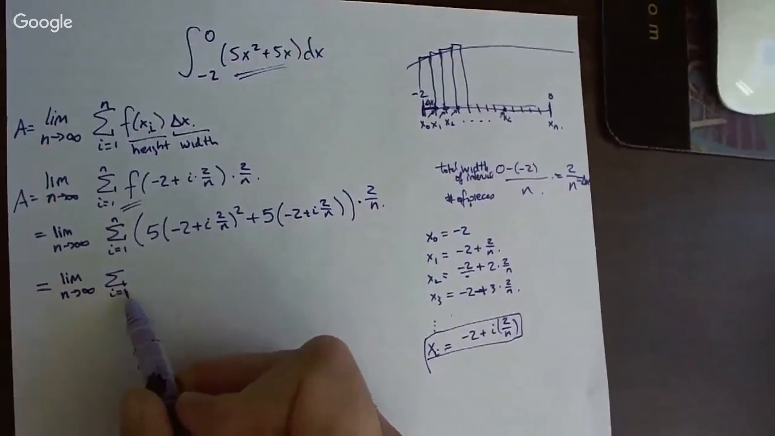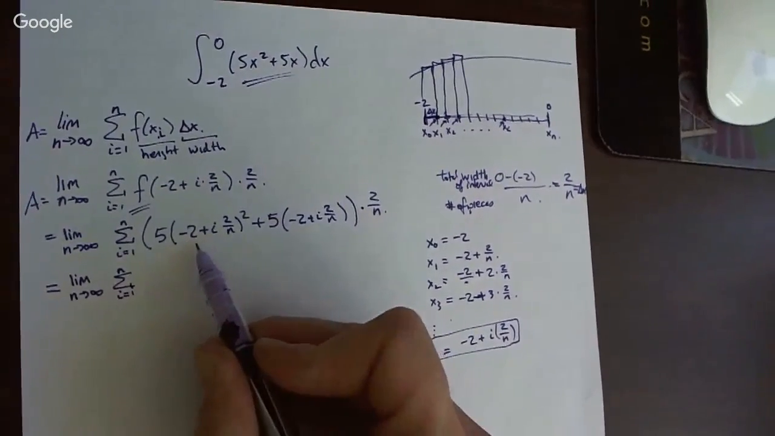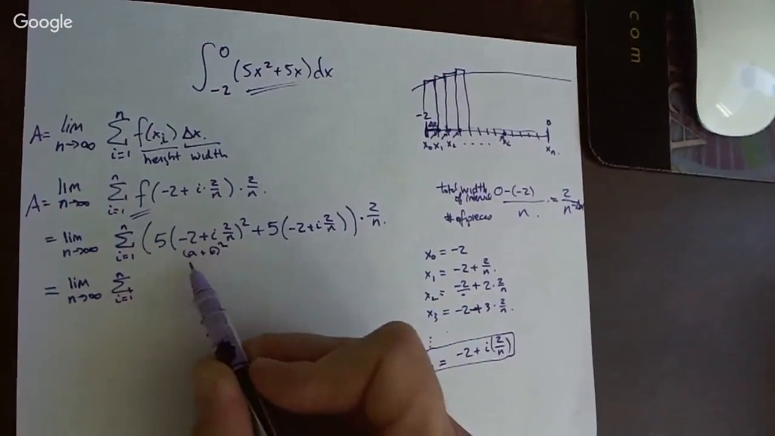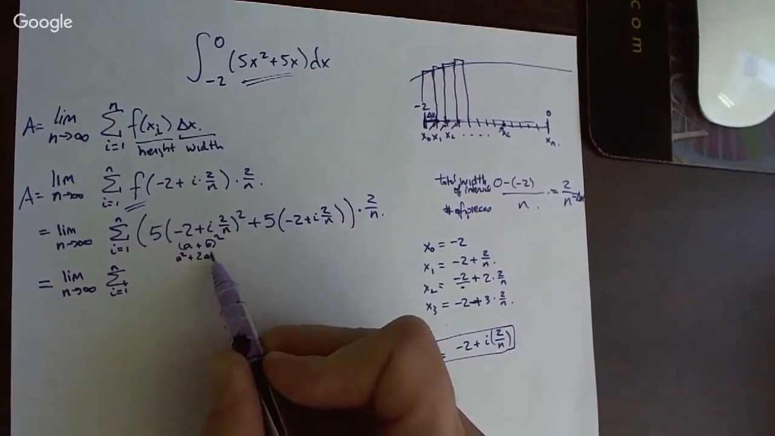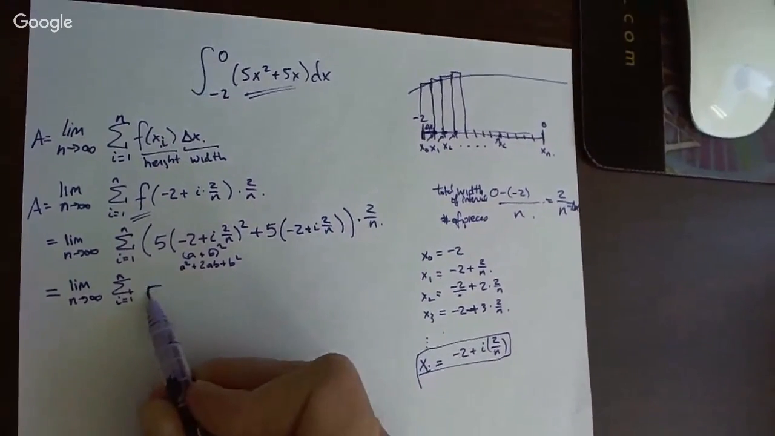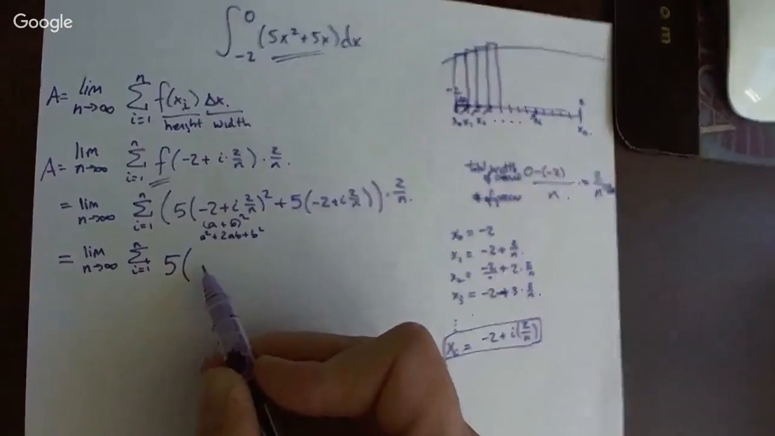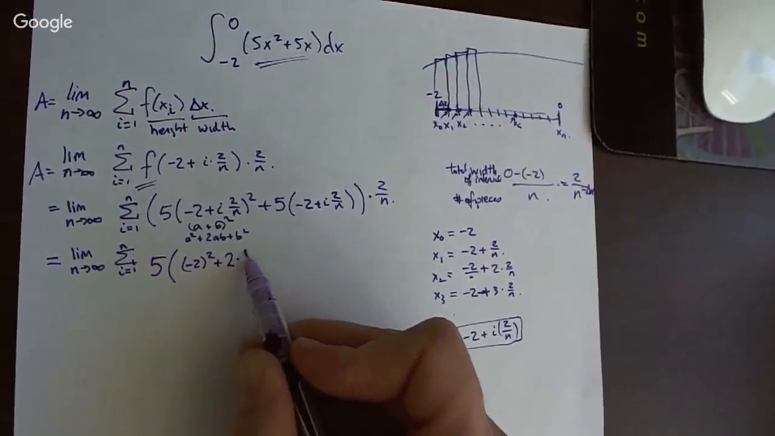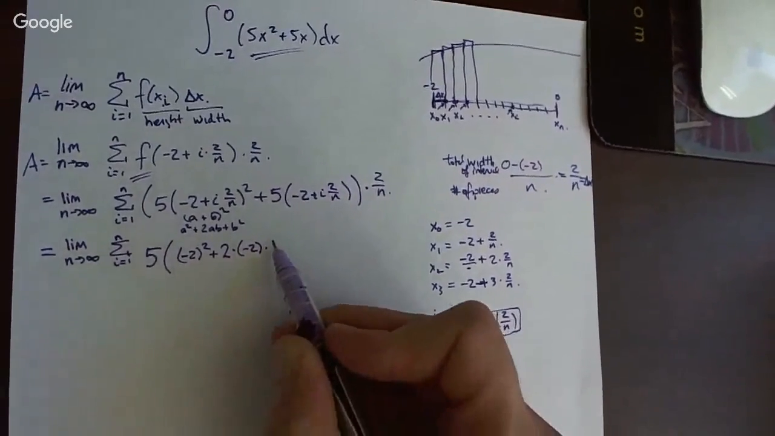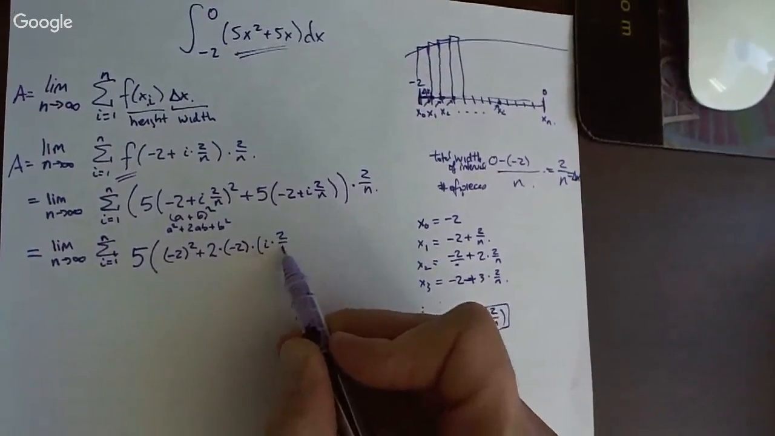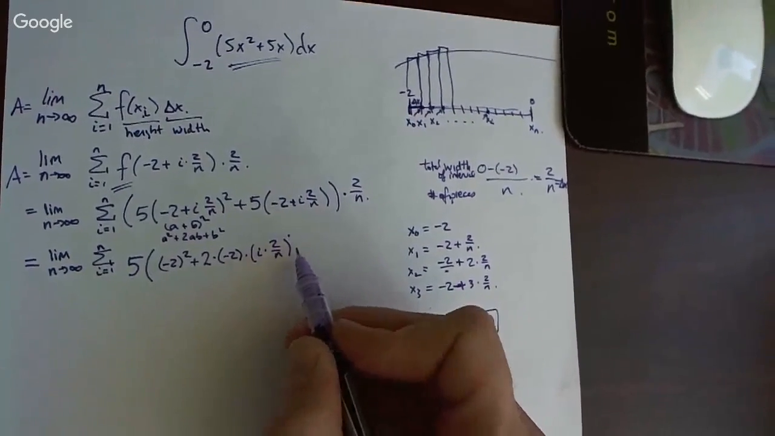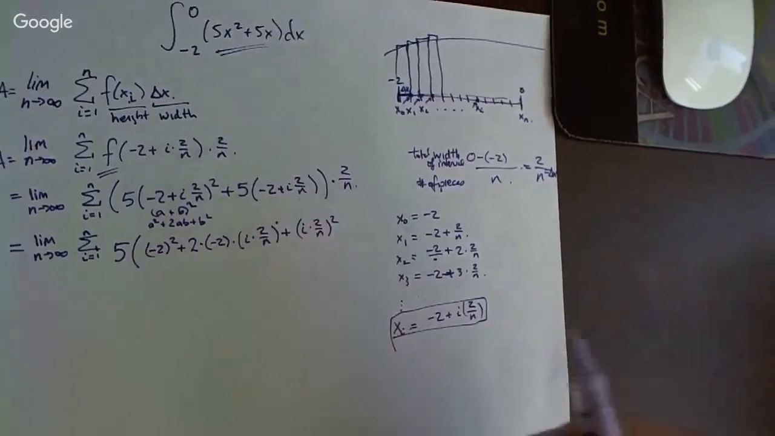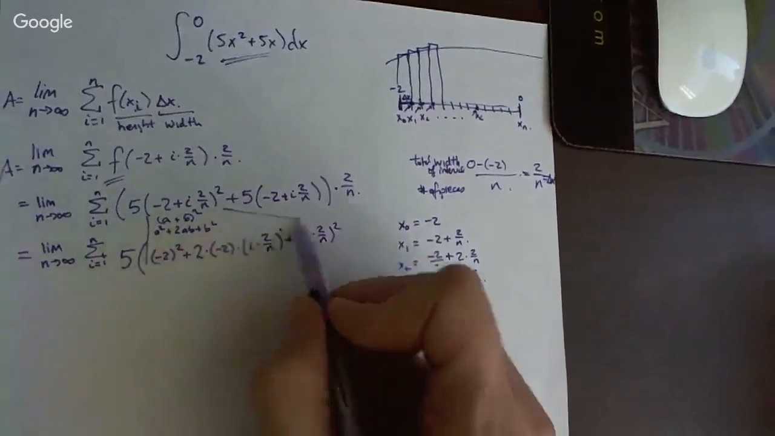Okay, sum i goes from 1 to n. Now we need to expand this, right? This is an a plus b squared. And a plus b squared is a squared plus 2ab plus b squared. So 5 times negative 2 squared plus 2 times negative 2 times i times 2 over n plus i times 2 over n squared. That's this thing right here.